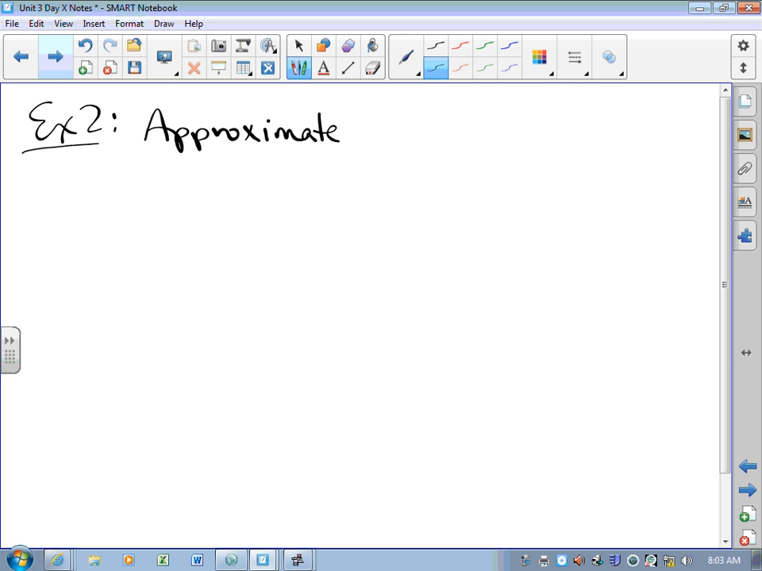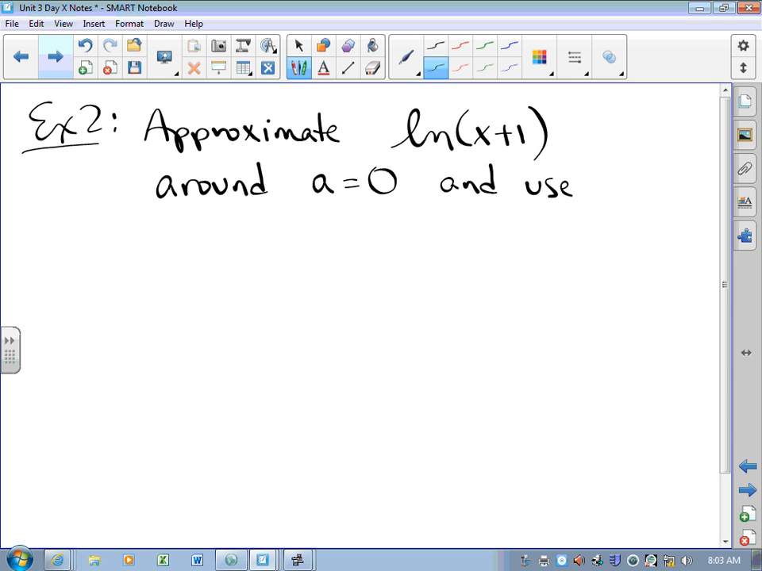A quickie. I want to approximate ln of x plus 1 around the point where a equals 0. That's just a specific x value. And I want to use it to approximate the ln of 1.5.